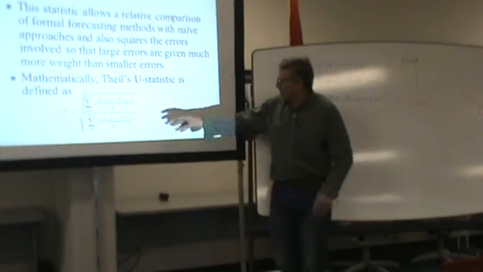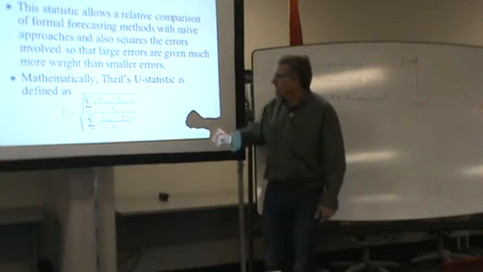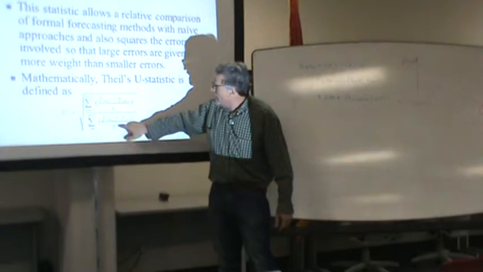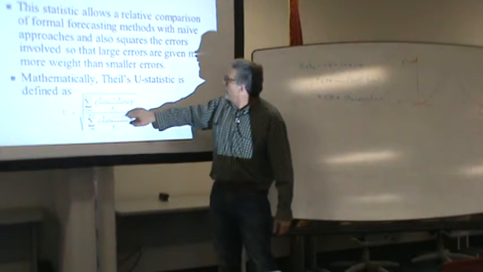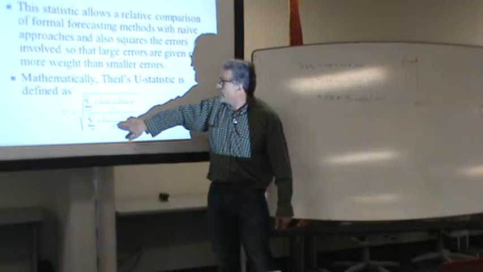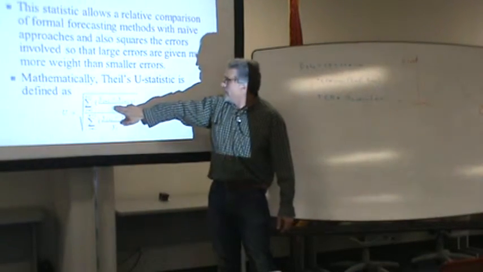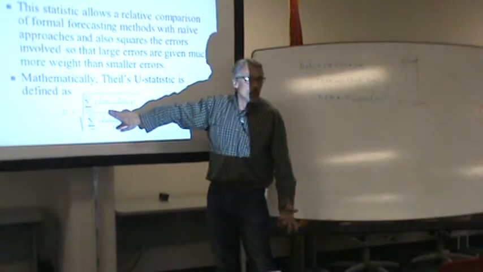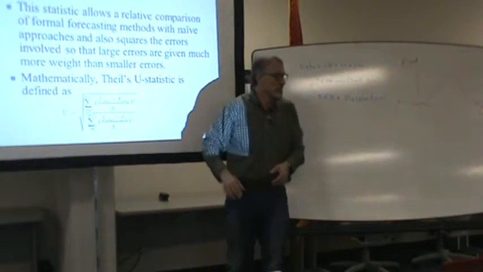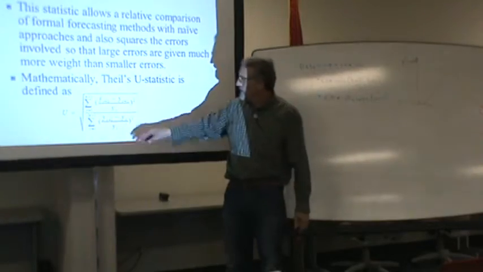And what's it doing? Oh gosh, another equation. No. It's just taking the naive approach here and calculating the sum of the errors on your naive approach squared divided by the sum of your errors on your approach. And the reason they're squaring it is because that way plus and minus errors don't cancel each other. You don't want that to happen. And then take the square root of it.